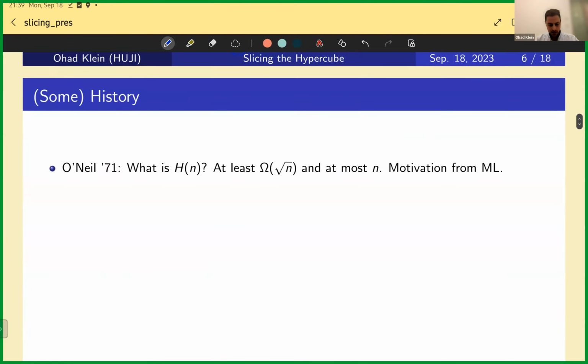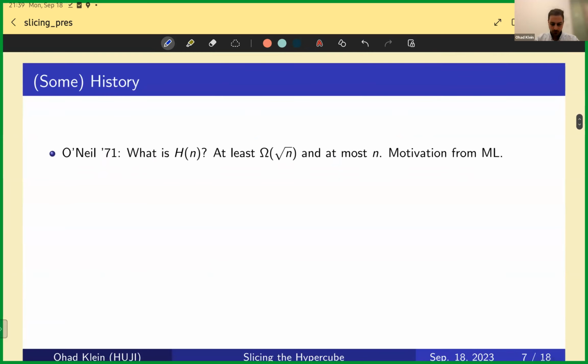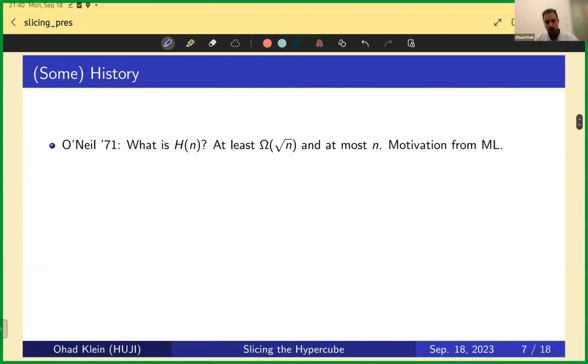Now let us discuss some history of the problem. By the way, if there are any questions, you are welcome. Okay, so this problem was raised in the 70s. What is h of n? O'Neill showed that h of n is at least about square root of n. We'll see this argument shortly.